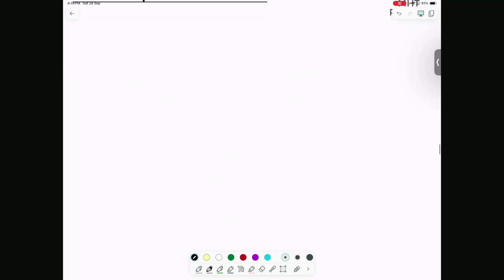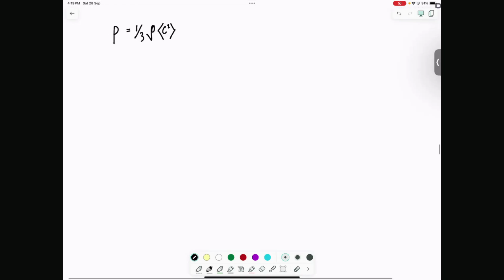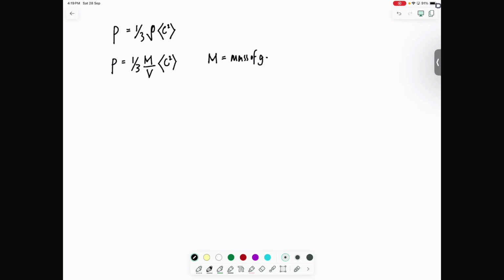So let's start with the equation. This is the equation we derived: P equals 1/3 rho c squared. c is just velocity for the moment, right? Now, we also saw last class that this density is what? Mass by volume, right? So capital M by V. And I'll put a side note here right now. Is capital M the mass of one molecule or the mass of the entire gas? Entire gas, okay? So this is the mass of the gas, total mass.